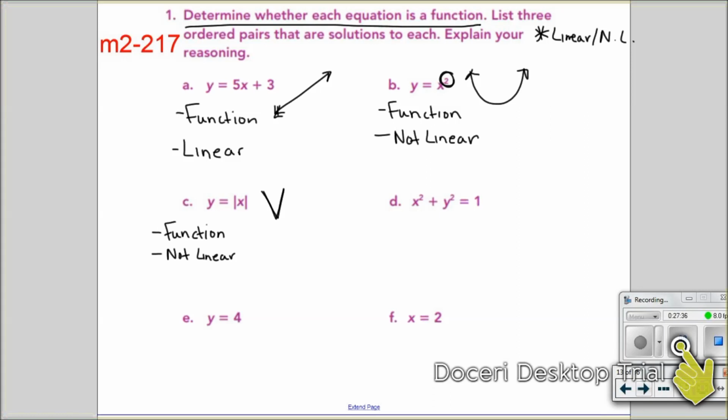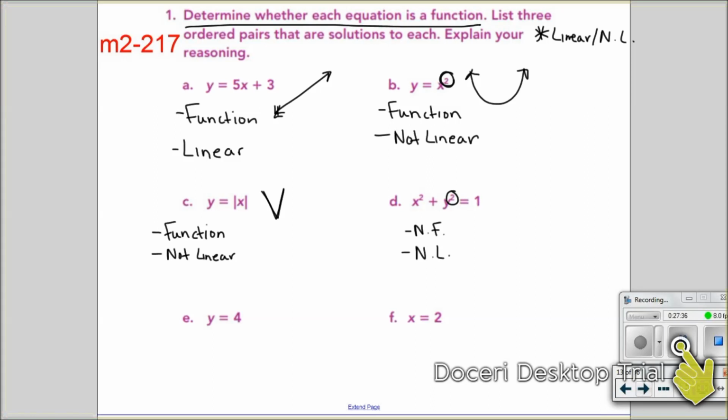All right, so let's look at these. D said x squared plus y squared equals 1. On 3, we're only going to say if it's a function or not a function. Ready? 1, 2, 3. Hopefully you said not a function. This is not a function. The reason is we have a y squared, and then we have several exponents. We have an x squared and a y squared, so this is also not linear. So it's not a function, and it's not linear.